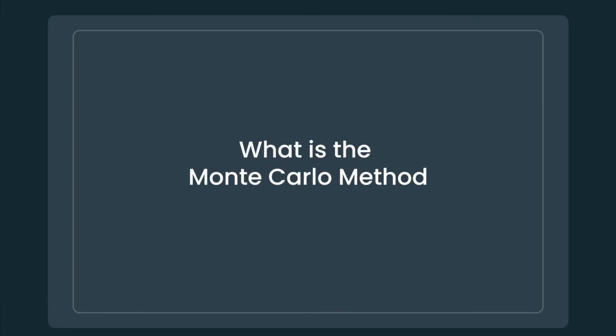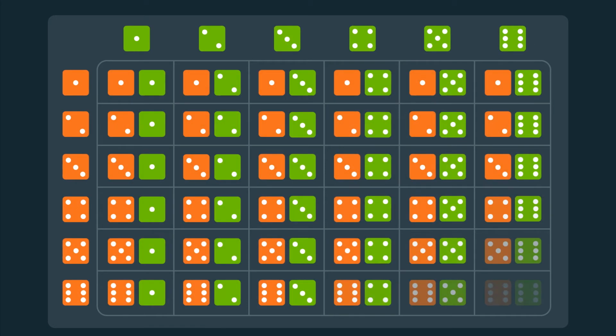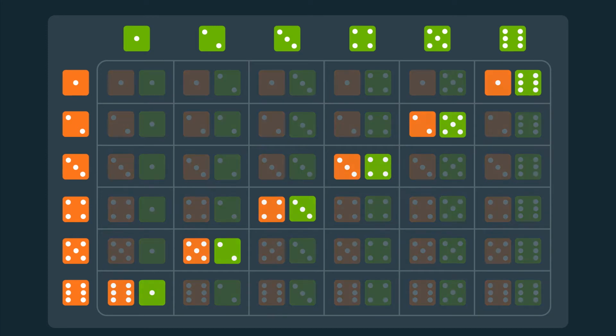What is the Monte Carlo method? The Monte Carlo method is a way of finding the value of something by simulating it out numerous times and getting the average value from the results. Let's take the example of rolling 2 dice. We want to know what the chances of rolling a total of 7 are.